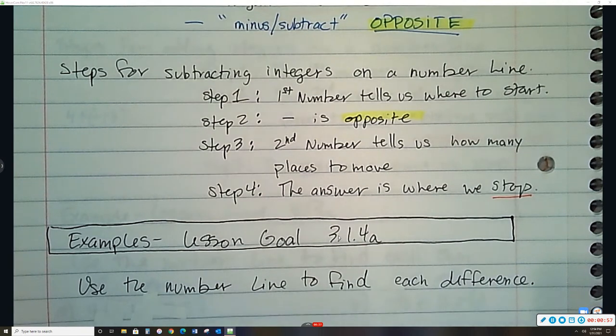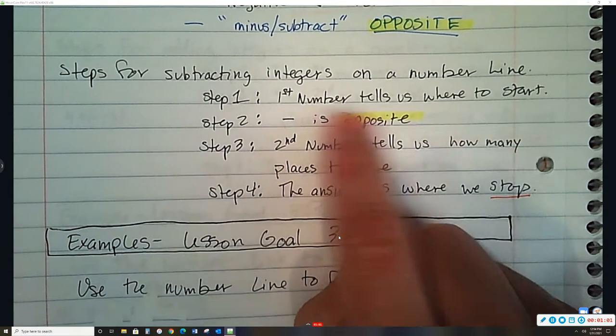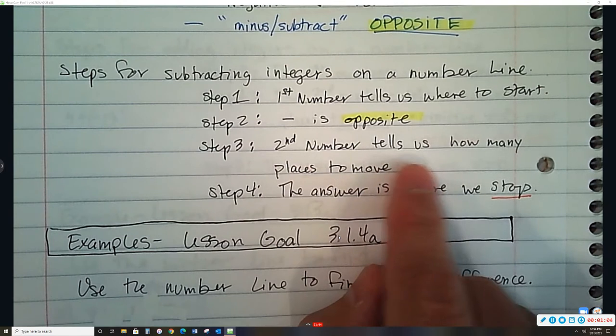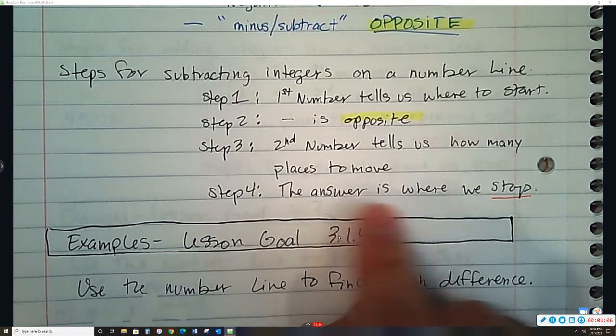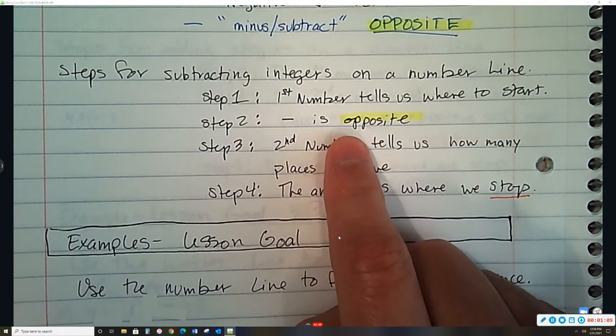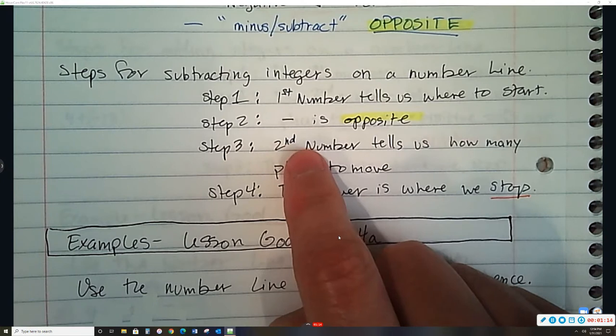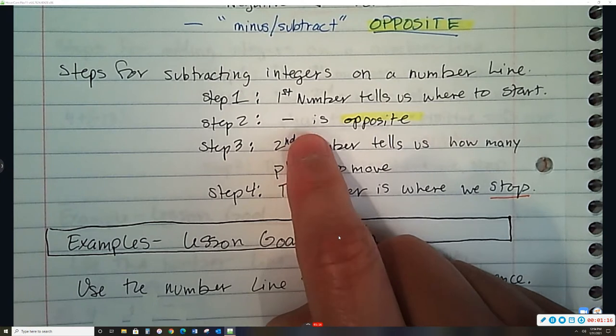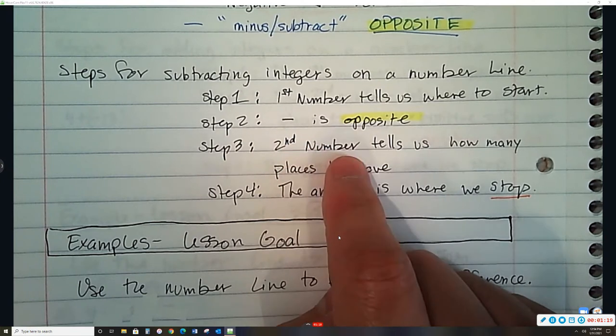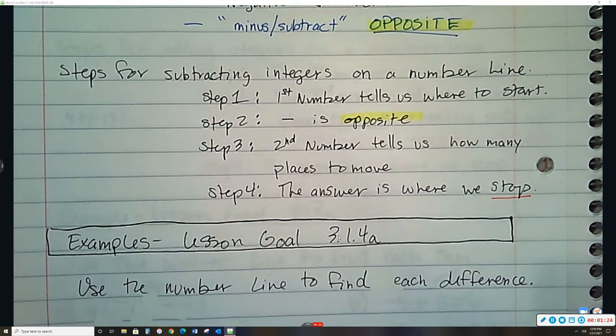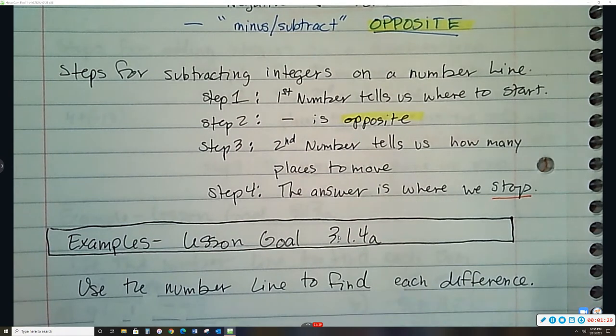So here are the steps for subtracting integers. Most of the steps are the same as adding. Like the first number tells us where to begin, the second number tells us how many places to move, and then the answer is where we stop. But there is something new in here, and that's the minus sign. The minus sign, because it comes before the second number, tells us to do the opposite of whatever the second number is telling us to do. Okay, now this will make a bunch more sense once I do some examples. For now, just copy this. Pause it if you need to pause it. I'm going to lower it so we can see the examples.